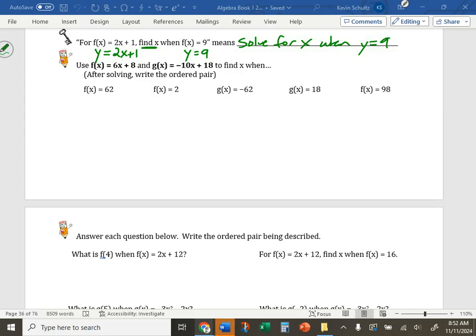So the first one, directions. Use f of x equals 6x plus 8 and g of x equals negative 10x plus 18 to find x. To find x. When? What variable is this? Because I asked.